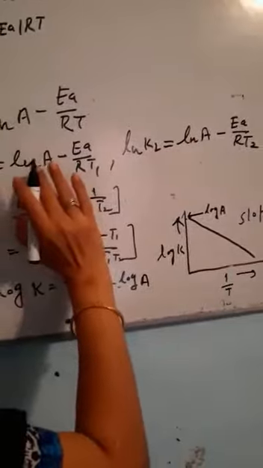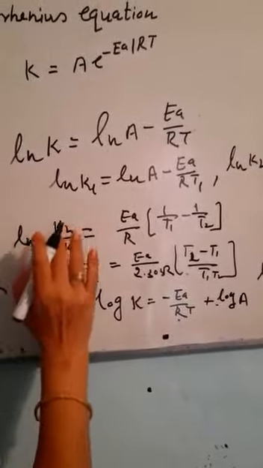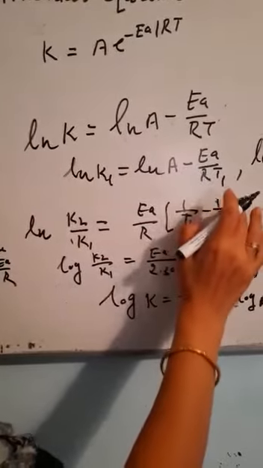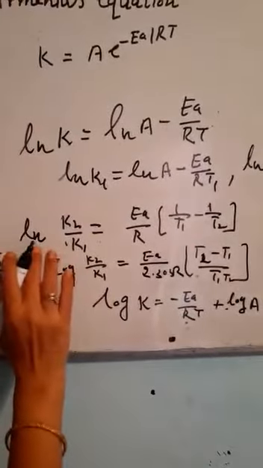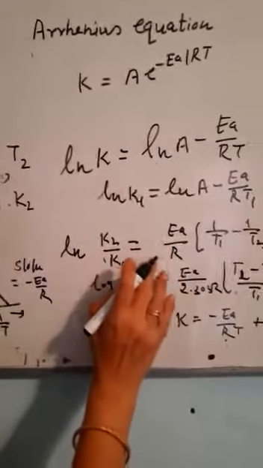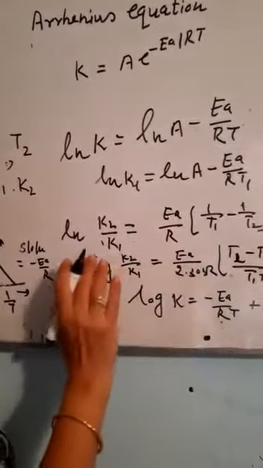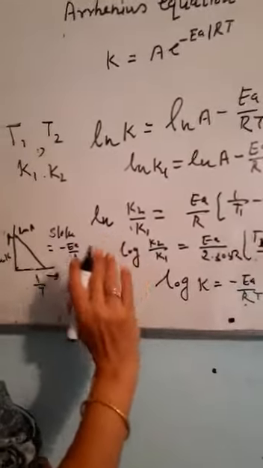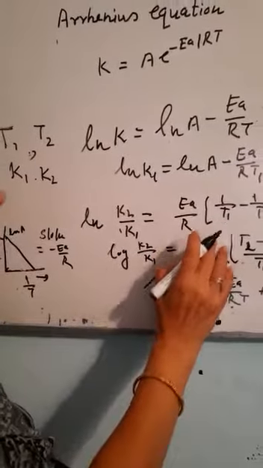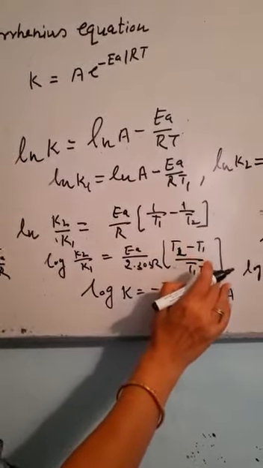If I subtract one equation from the other, the equation becomes ln K2/K1 = Ea/R (1/T1 - 1/T2). But ln cannot be calculated easily, so it has to be converted into log. For converting into log, it has to be divided by 2.303. So when converted into log, the equation becomes log K2/K1 = Ea/(2.303 R) × (T2 - T1)/(T1 T2).